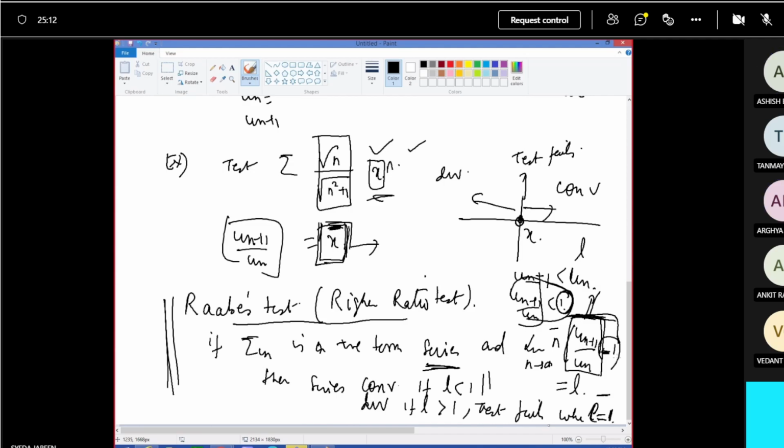Ma'am, what's there in the bracket of the test name? Higher ratio test. Ma'am, here the whole term is L or only the un plus 1 by un ratio is L?